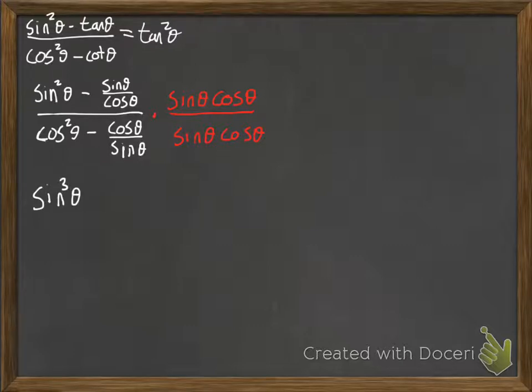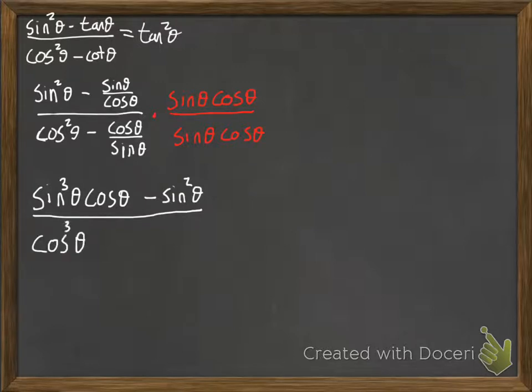we get sine cubed theta cosine theta, distributing the first term. In the second term, the cosines will cancel out, giving me sine times sine, which is sine squared. In the denominator, we'd get cosine cubed theta times sine theta for the first term. The second term, the sines will cancel out, leaving cosine times cosine, which is cosine squared theta.